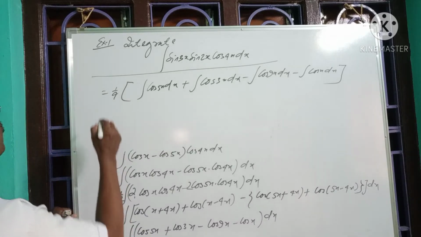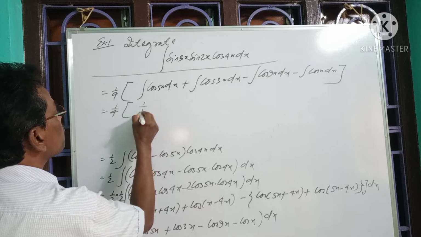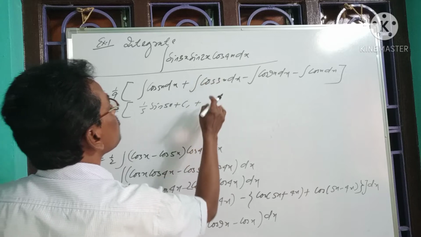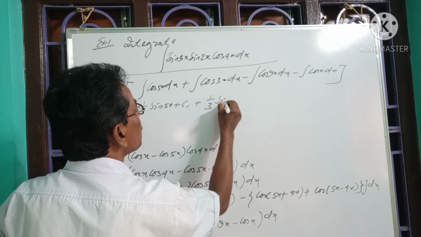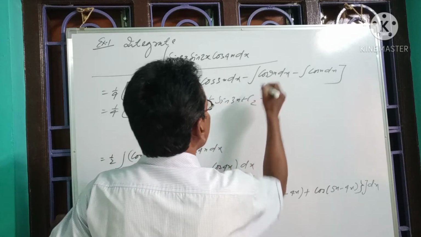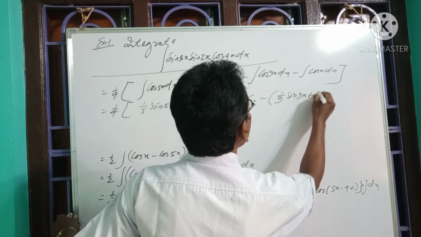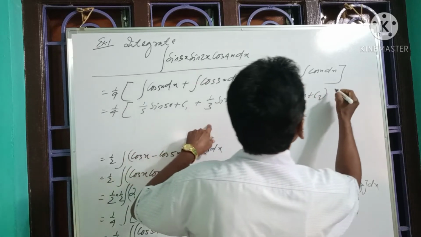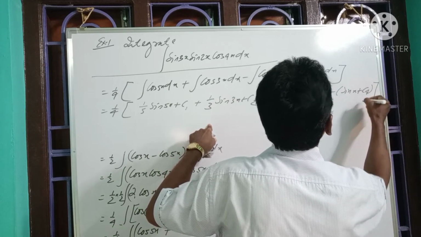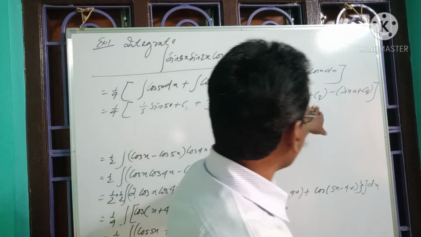Now integrating, we have 1 by 4 into the integration of cos 5x is 1 by 5 sin 5x plus constant c1, plus the integration of cos 3x will be 1 by 3 into sin of 3x plus constant c2. Then the integration of cos of 9x will be 1 by 9 sin of 9x plus constant c3. Then finally, the integration of cos x will be sin x plus c4, the constant of integration. So at last we got 4 constants of integration, that is c1, c2, c3 and c4.